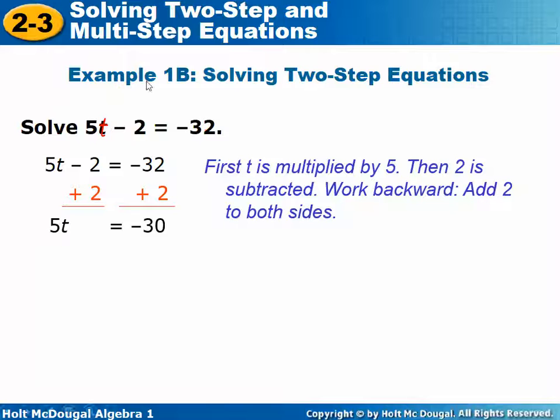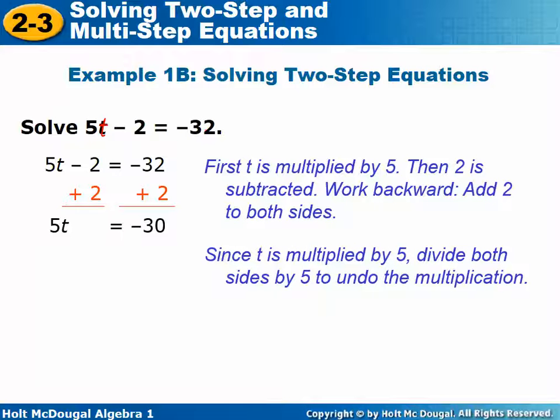Okay, now we have a one-step equation. We have the variable t being multiplied by 5. What's the opposite of multiplying by 5? Dividing by 5. So now we'll divide both sides by 5 and get t is equal to negative 6. Don't forget the negative.